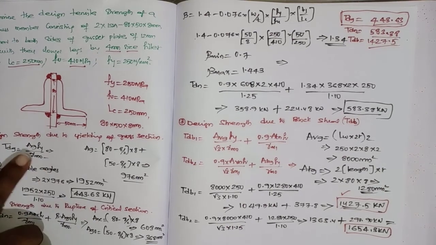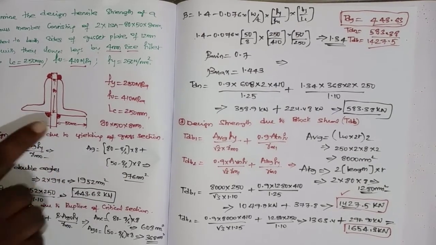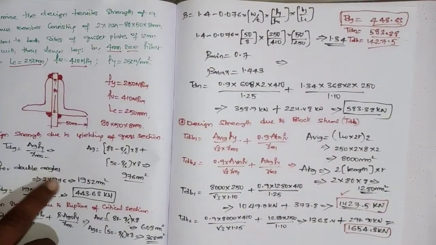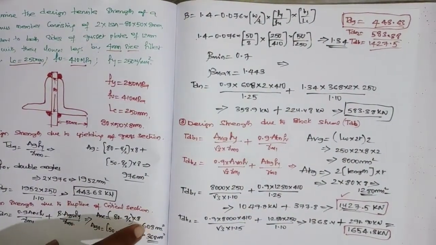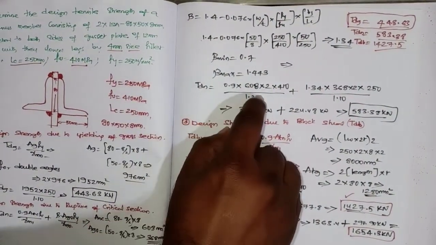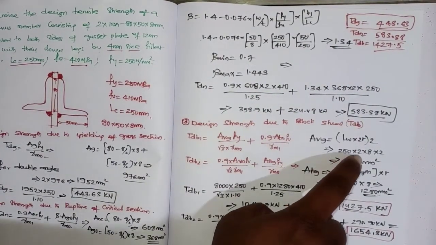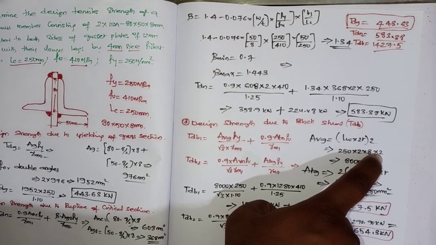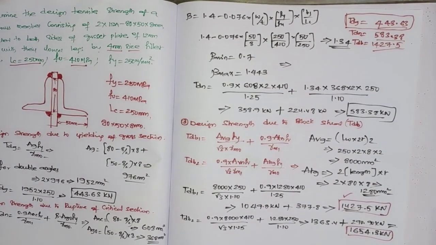See here, instead of Ag they will be taking only one, this value, but here because of being double you have taken into 2. Similarly here also you calculated the area as single, but while multiplying you have done with 2. In block shear also, while calculating itself we have multiplied separately with 2, because two angles are connected. Okay, thank you.